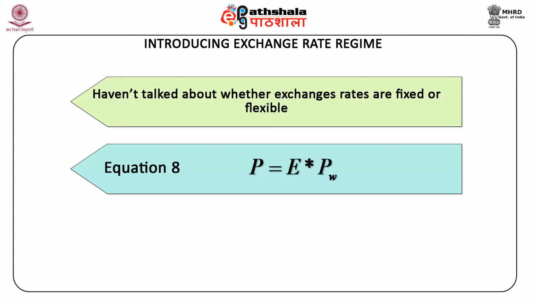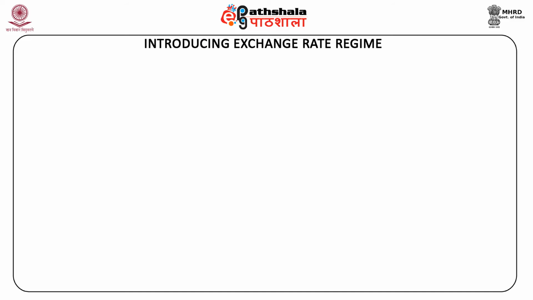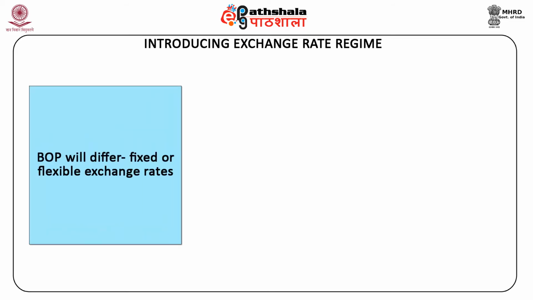Due to the assumption of the law of one price, equation 8 will always hold true. Substituting equation 8 into equation 7, the equation of balance of payments, we get equation 9 as B = ΔR = F(Y, E × PW, I) - ΔC. In this scenario, the process of adjustment of supply of nominal money balances to make balance of payment equal 0 will differ whether the economy operates under a fixed exchange rates regime or a flexible exchange rates regime.